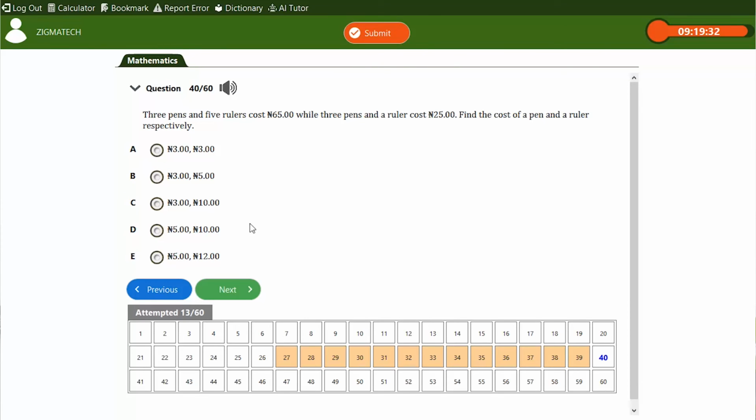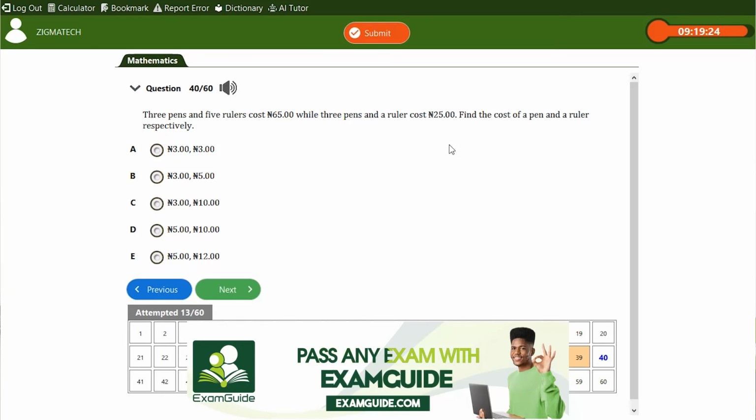So let's go to the next one. 3 pens and 5 rulers cost 65 naira, while 3 pens and a ruler cost... This is a simultaneous equation, all right? So let's solve another simultaneous equation here. Find the cost of a pen and a ruler respectively.